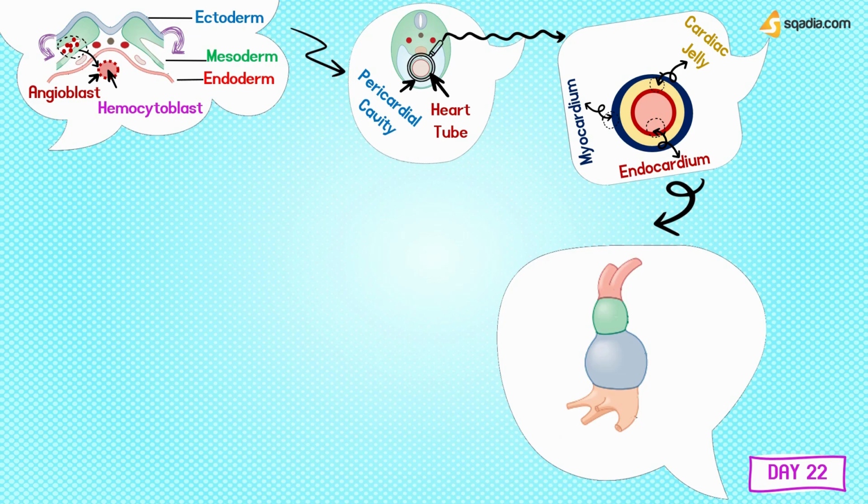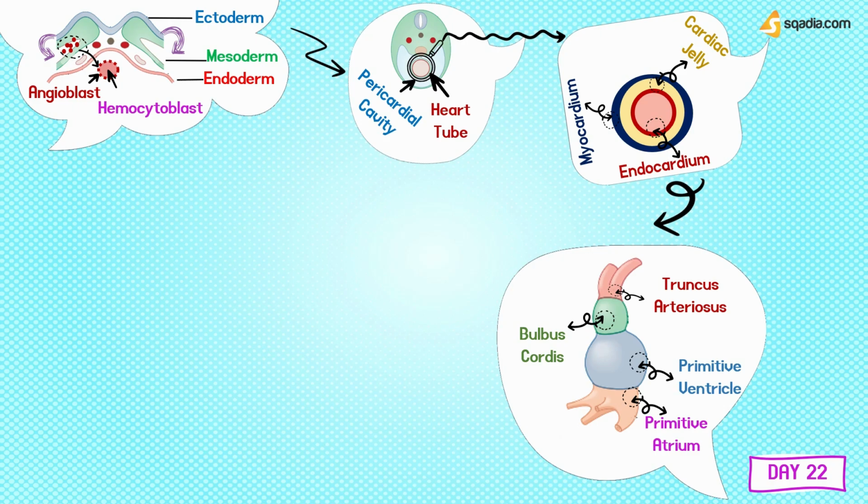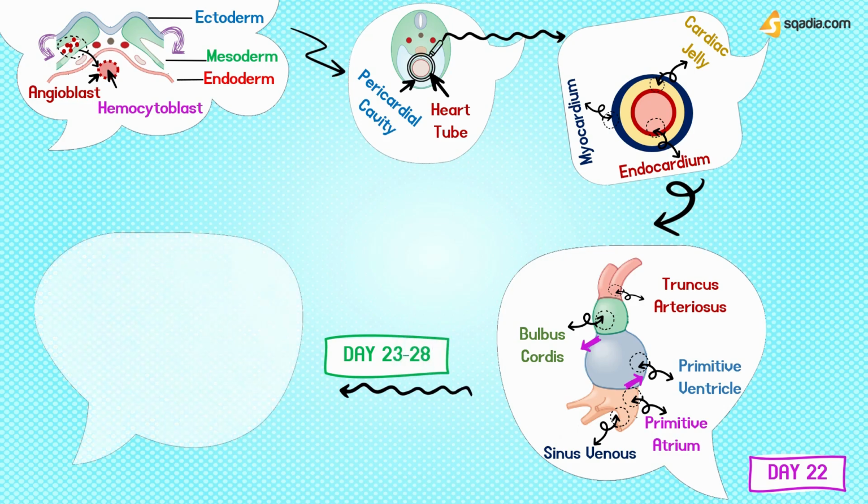This is the early heart tube at day 22. This is truncus arteriosus. This is bulbus cordis. This is primitive ventricle. This is primitive atrium. This is sinus venosus. Bulbus cordis will move in this direction, while primitive ventricle will move in this direction. The heart tube begins to bend at 23 days and stops at 28 days.